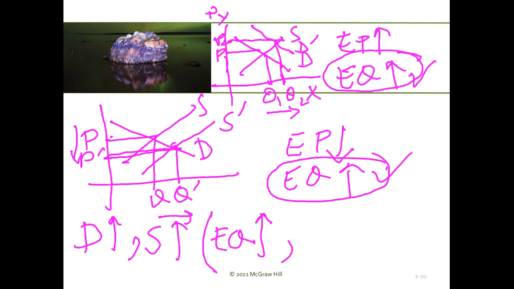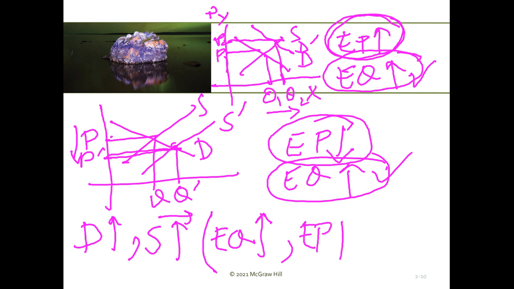For example, if the increase in equilibrium price is more than the decrease in equilibrium price, then the net equilibrium price will increase. So I'm writing like this: equilibrium price will increase overall when this number is greater than this number. What if this number is less than this number? Then equilibrium price will decrease.